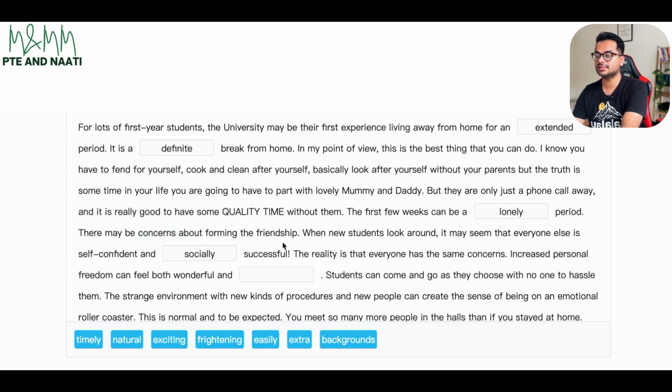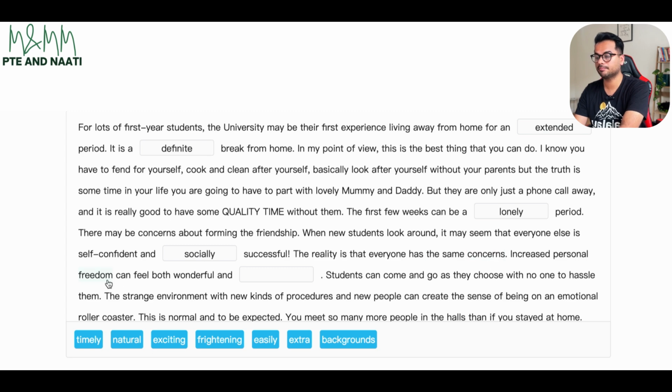See, they are saying there may be concerns about forming the friendship. That means it's so hard to become social. It's hard to socialize. And that is when they can say it may seem that everyone else is self-confident and socially successful. It may look like that, but it may not be the case always, is what they're trying to say. The reality is that everyone has the same concerns.